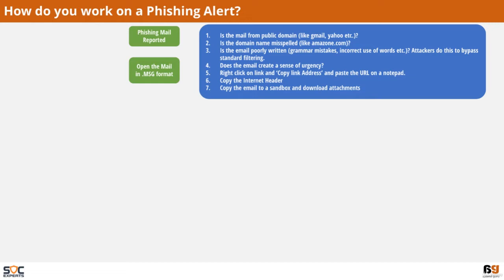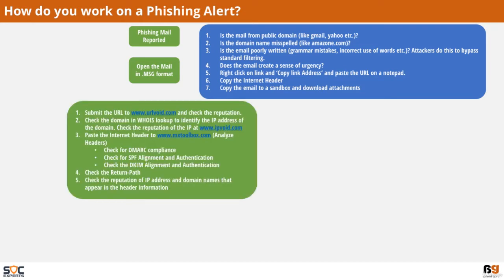And if there are any links, we need to right click on the link and copy the URL, temporarily paste it on a notepad, copy the internet header of the email, and then copy the email to a sandbox and download attachments if any. Once we have gathered this information, we will get into our analysis.